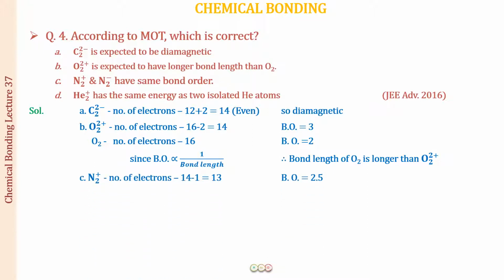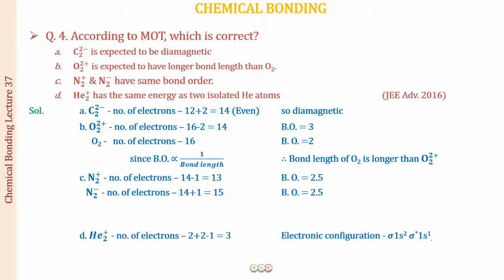Next, we have N2 + and N2 -. So the number of electrons for N2 + is going to be 13. The bond order is going to come up to 2.5. And N2 -, this will be having 15 electrons. Again, the bond order is 2.5. So both of them have the same bond order. So this choice is also correct.